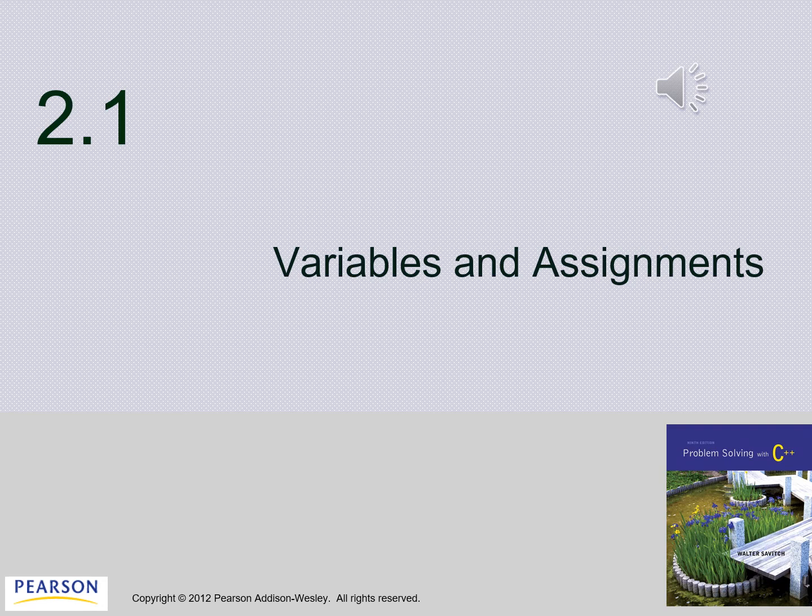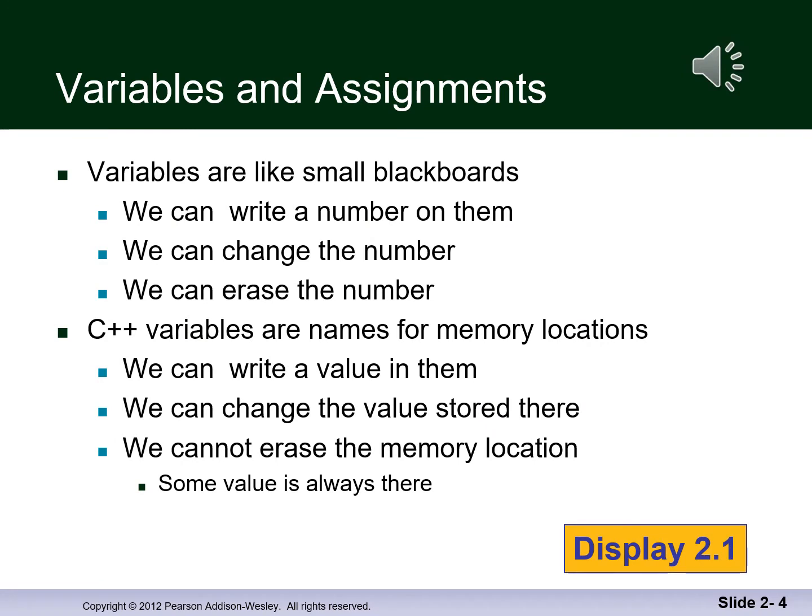In order to pass data in and out of a program, you need to have variables. Variables and assigning values to those variables is one of the hallmarks of any programming language. Variables hold values. They're like a small blackboard. I kind of like this analogy. We can write a number on them, and then we can erase and change the number, or we can just erase the number and leave it blank.